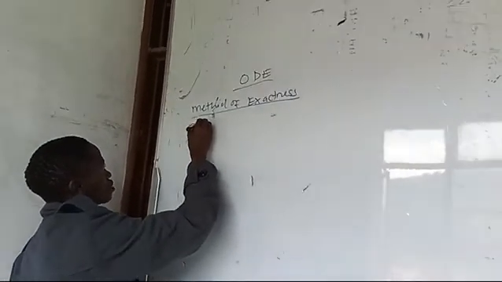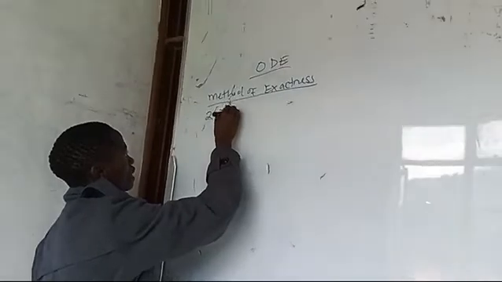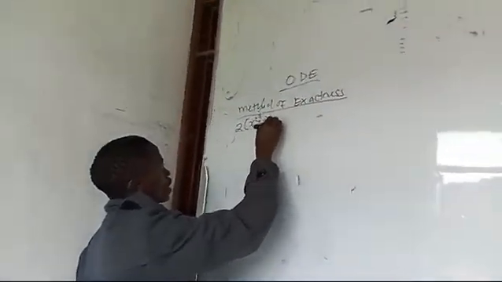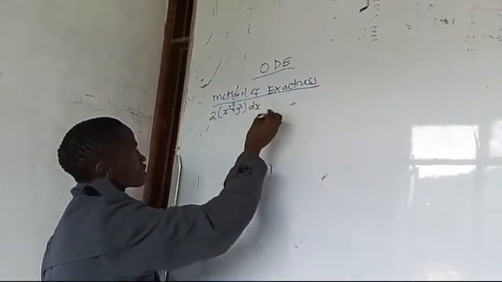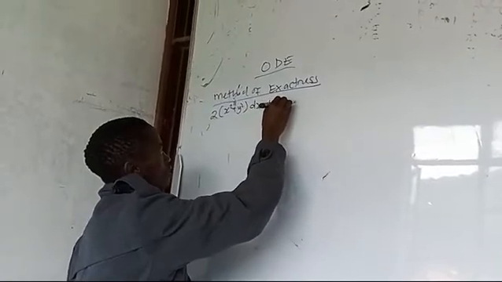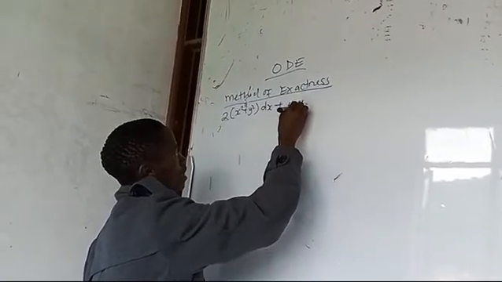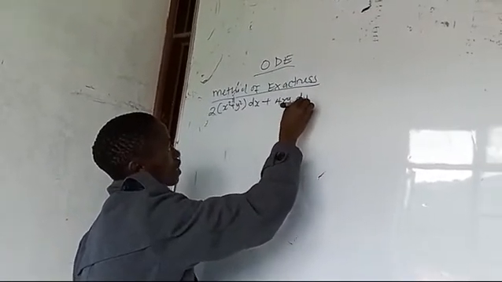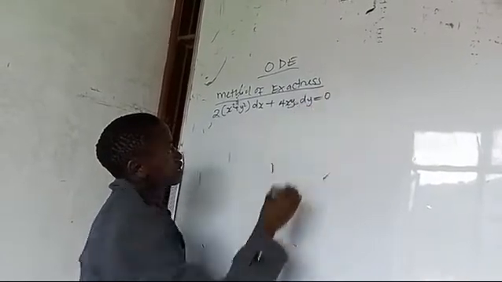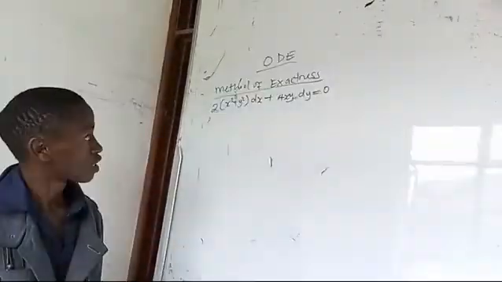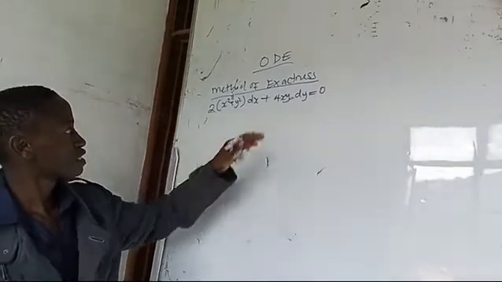(2x squared plus y squared) dx, plus 4xy dy, which should give us 0. This equation should give us 0.